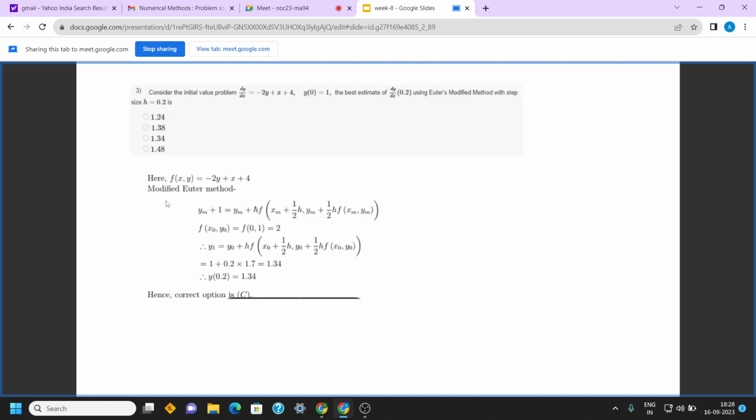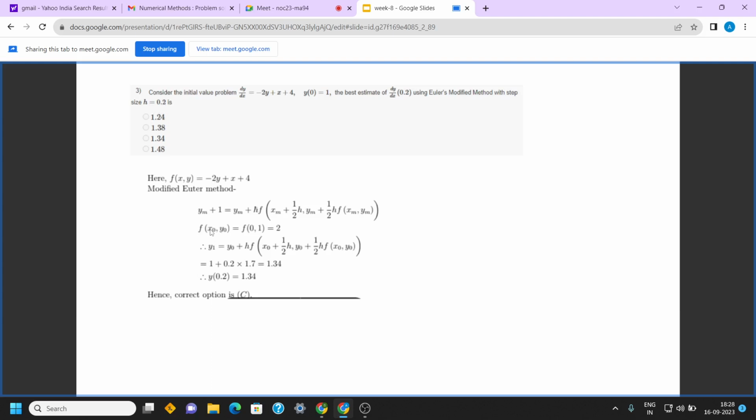Now the modified Euler method is y(m+1) equals ym plus h times f of xm plus half h, ym plus half h times f of xm, ym. Here m+1 is in the subscript. Okay, so we have to calculate at 0.2, and the step size is 0.2.